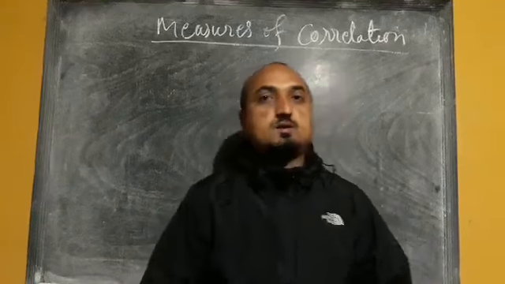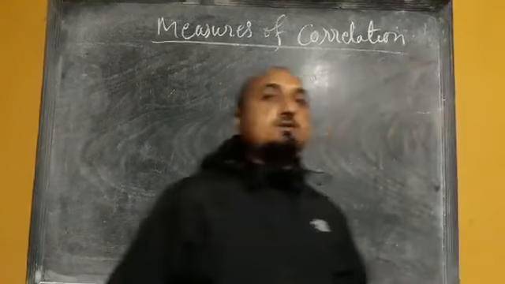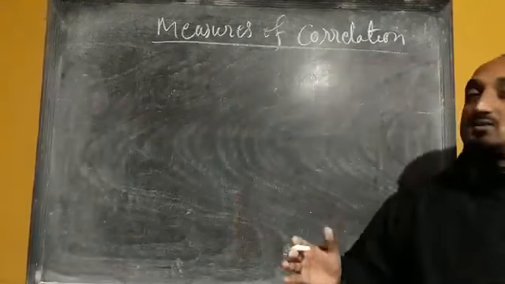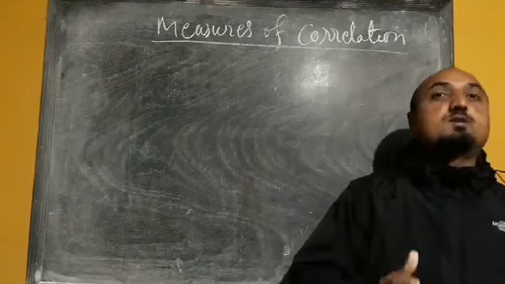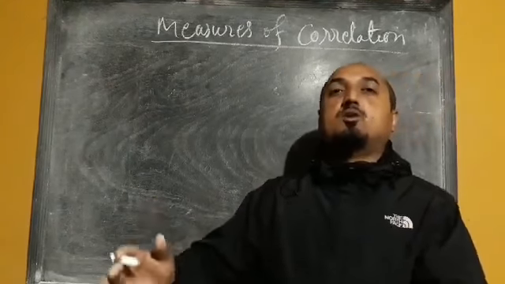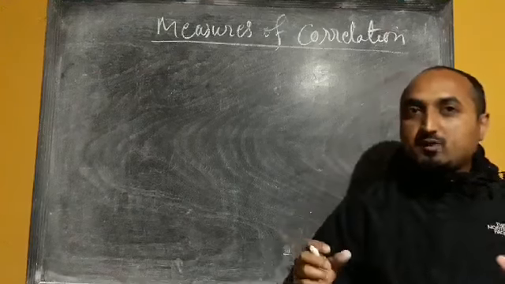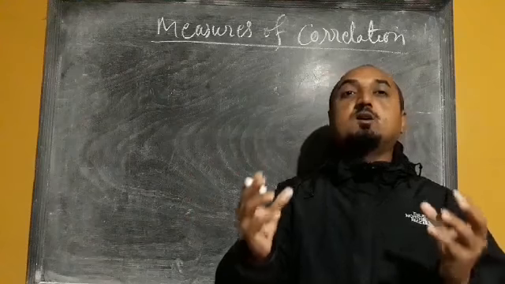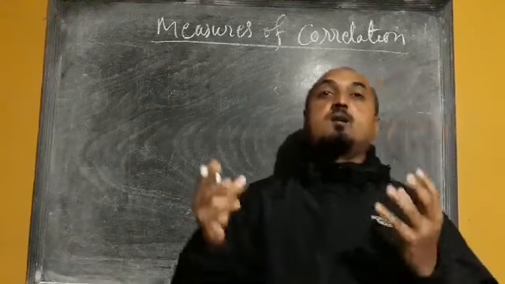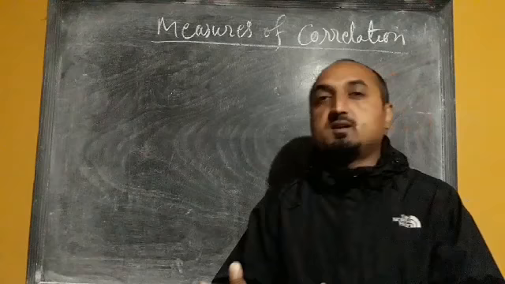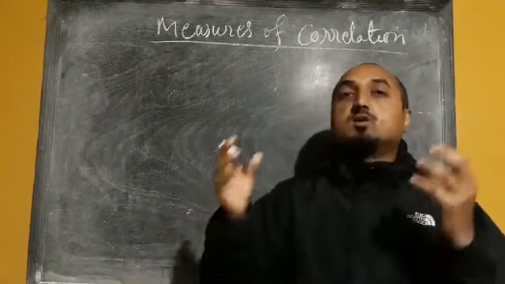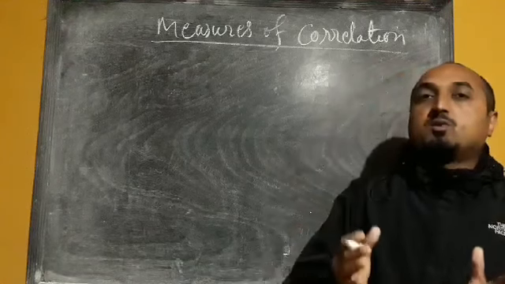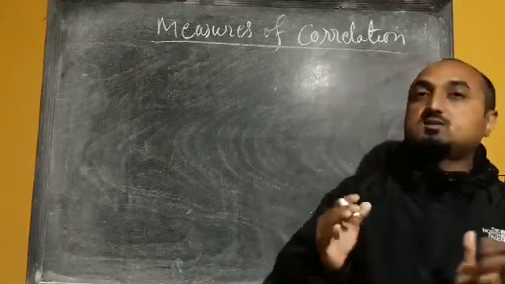Hello my dear students. So in today's video we are going to discuss the measures of correlation. In this we will discuss the various methods of estimating the value of correlation coefficient. We know that correlation shows the degree of association between the two variables, how the two variables are related with each other, whether they are positively related, negatively related, or the two variables do not have any relationship. So here we are going to discuss the methods of correlation.